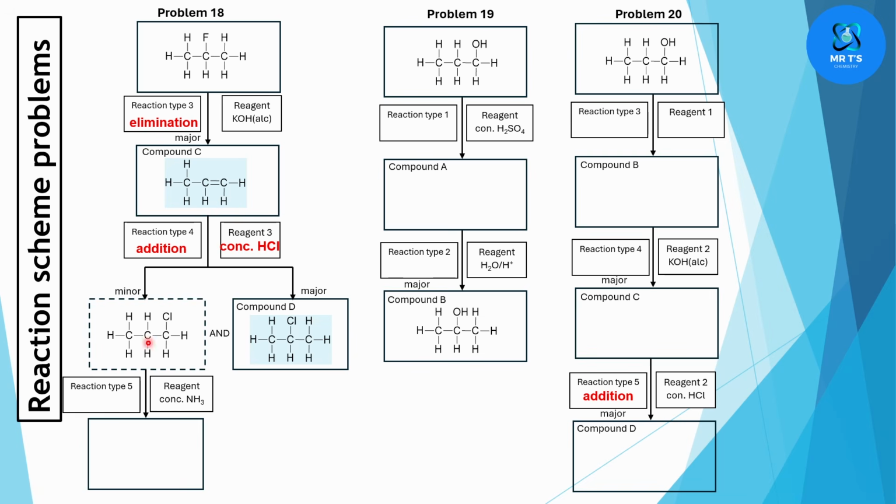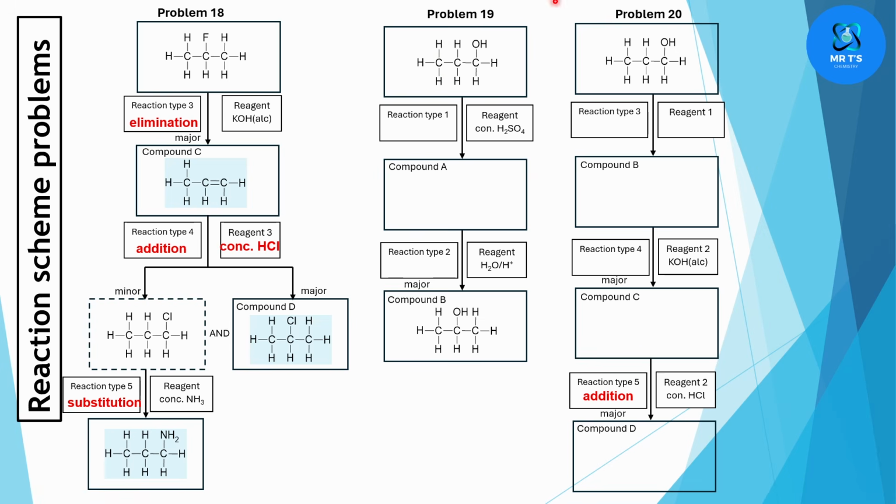Now, the final product here in this reaction scheme is actually when we separate the minor product and we add concentrated ammonia to it. Remember, we can also write this reagent down as ammonia in alcohol. So this is going to be a substitution reaction, and we are going to replace the chlorine with an NH2, and we're going to end up with this, which is propan-1-amine.